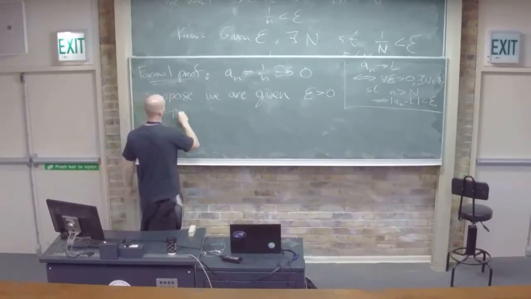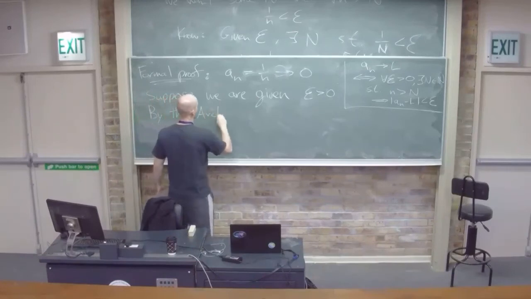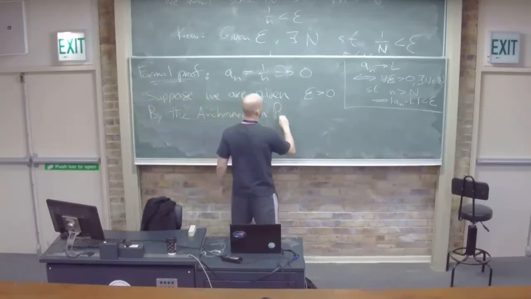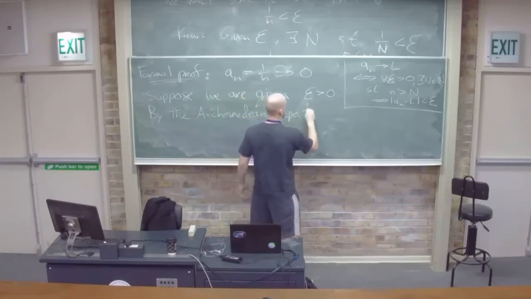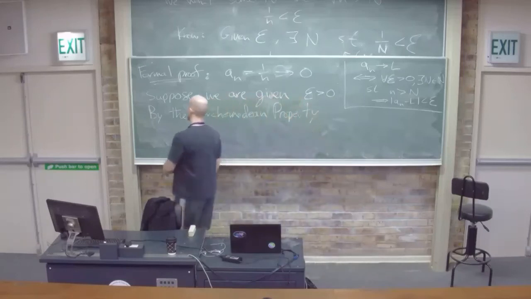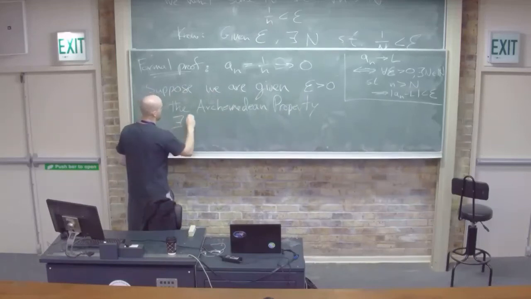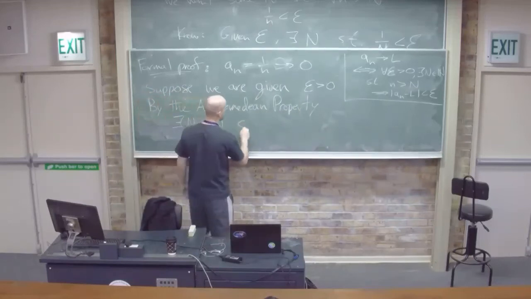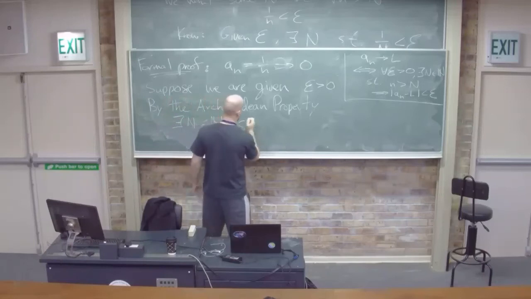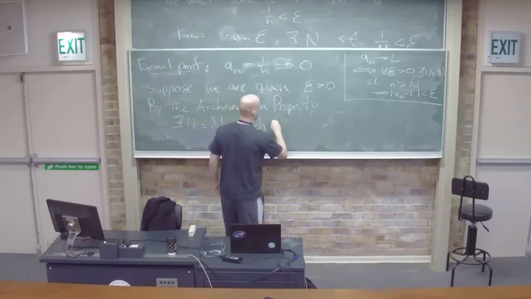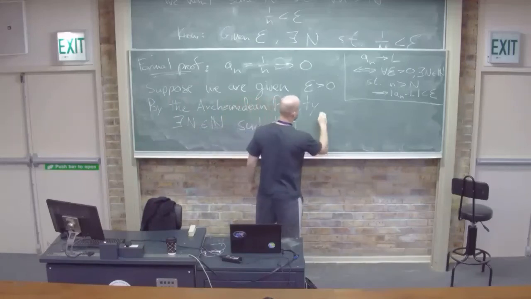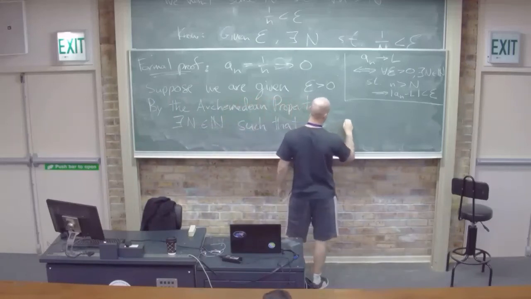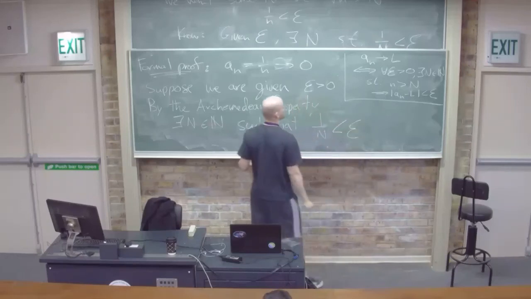By the Archimedean property, there exists a capital N in the natural numbers such that 1 over N is less than epsilon. Okay?